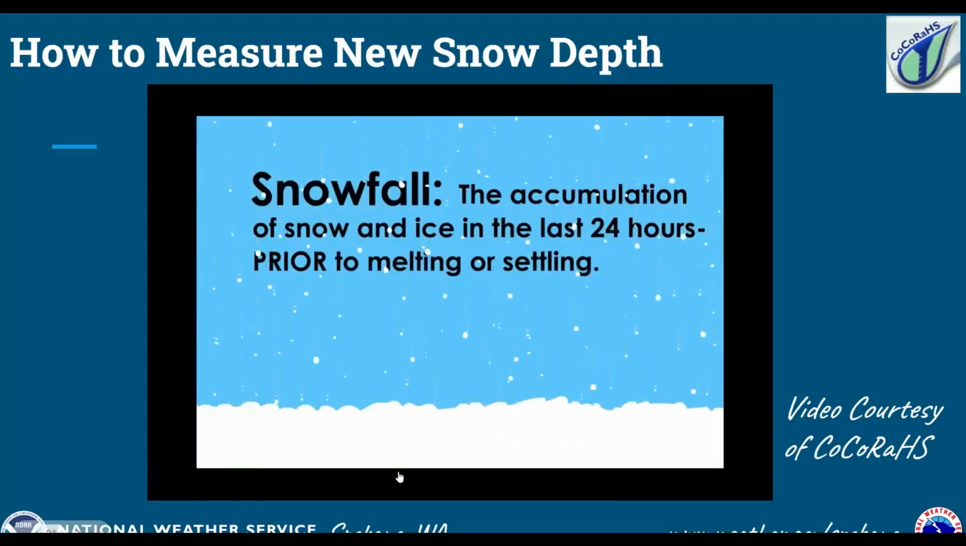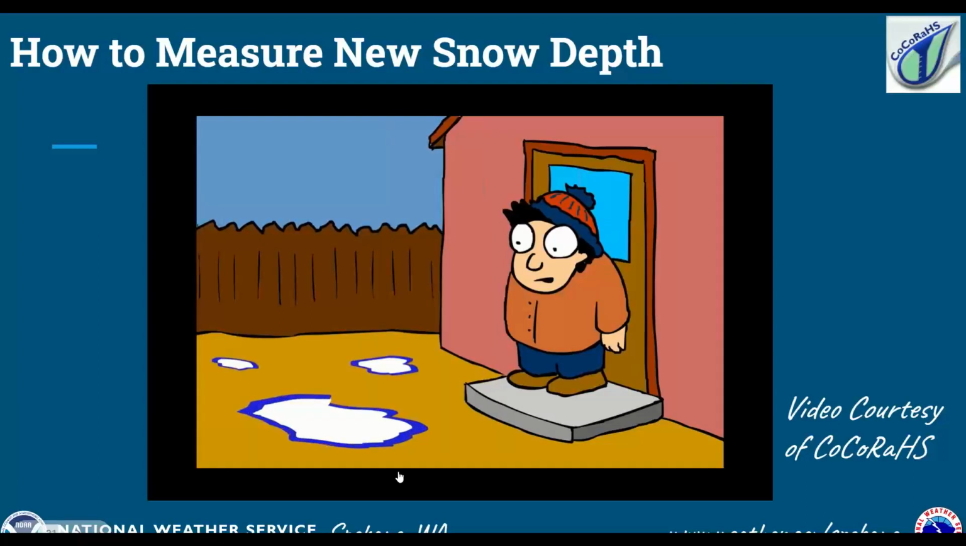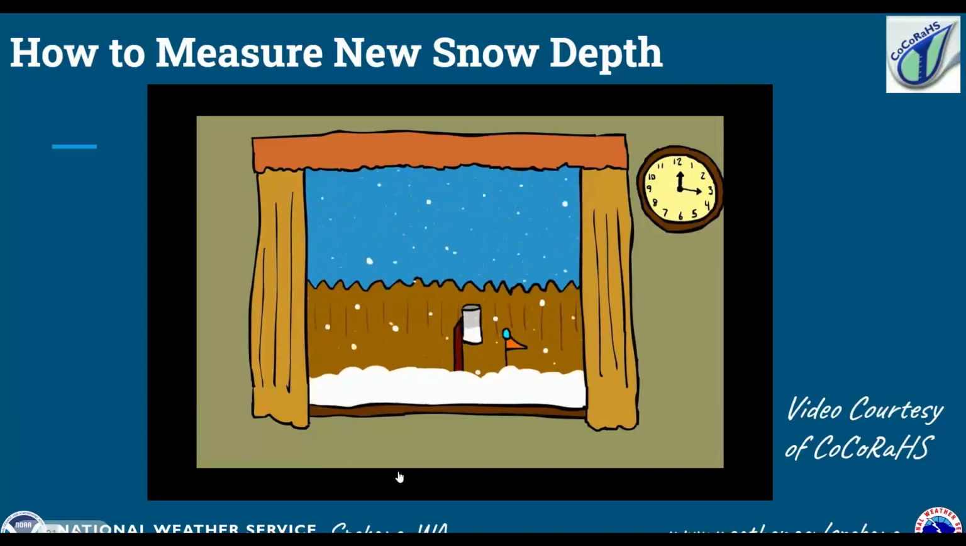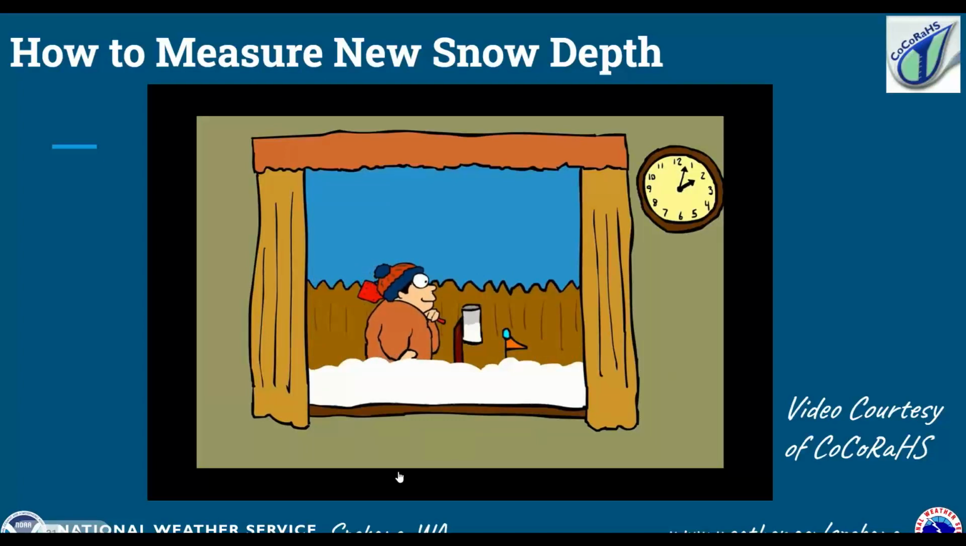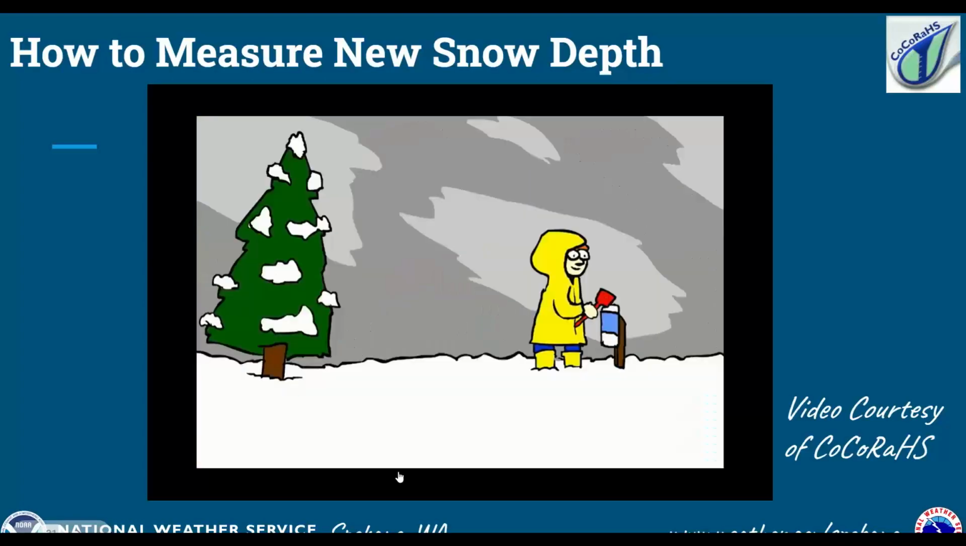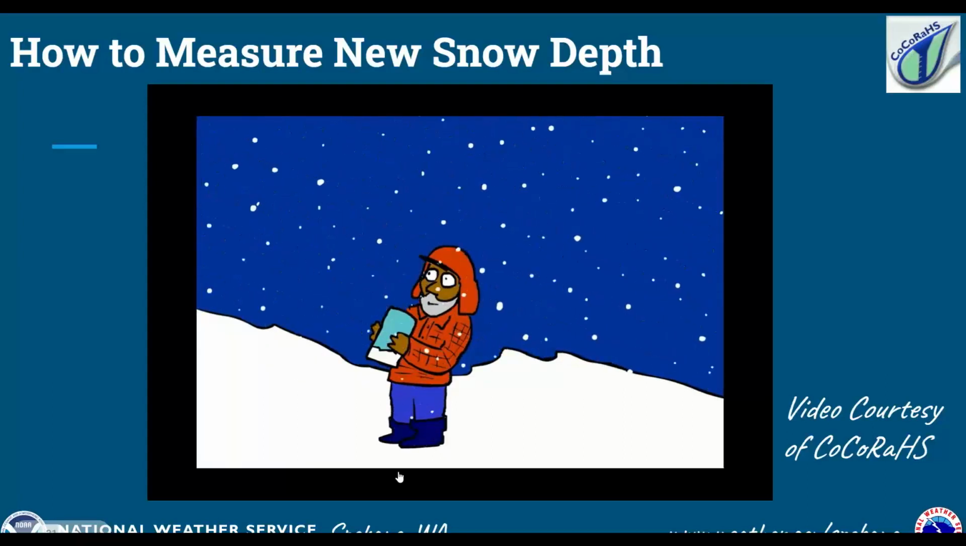Now remember, snowfall is the snow or ice that falls in a 24-hour period prior to melting or settling. So we all know when the snow falls, it's light and fluffy, and the ideal time to measure the snow depth is right when it ends, because after that it kind of settles a bit. But knowing the time that it ended is also important as well. But we all know that we might be at work or away from home when the snow does end, but that's okay.